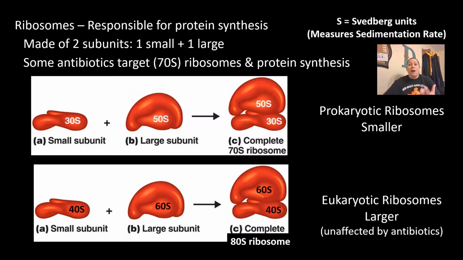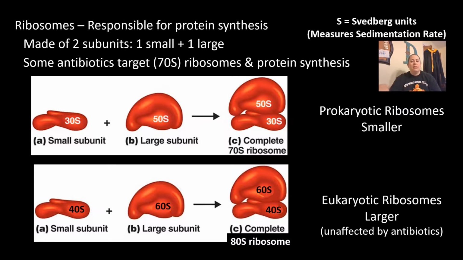In eukaryotic cells, our ribosomes are larger. Our small unit is 40S, our large unit is 60S, and when those combine, it makes 80S. So these are unaffected by the antibiotics. Again, when we talked about medication and chemotherapy, it's important for medication to be specific in order to be effective. These antibiotics are going to attack the 70S unit, but they don't attack those 80S units. So our cells can still make proteins, but the bacterial cells cannot.